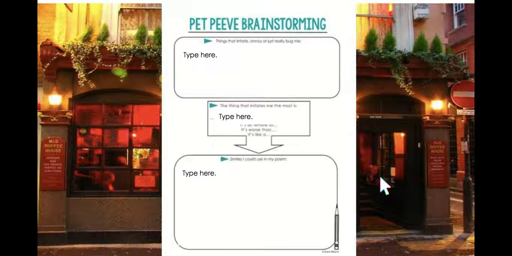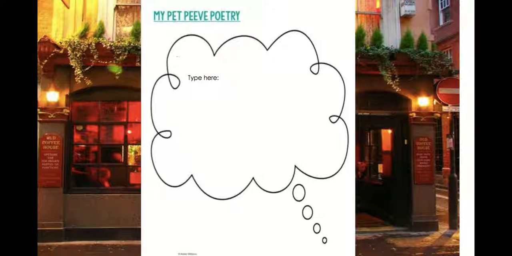And then after you finish your brainstorming page, you will type your poem on the page, My Pet Peeve Poetry. You'll click on it and you'll type your poem, and the wording is up to you. Your poem has to include a simile. So you'll have your pet peeve and then a comparison with the word like or as, and then the simile that you're comparing how bad your pet peeve is.